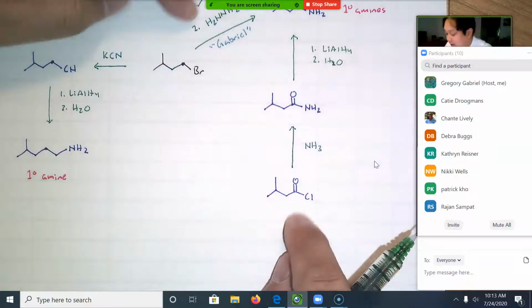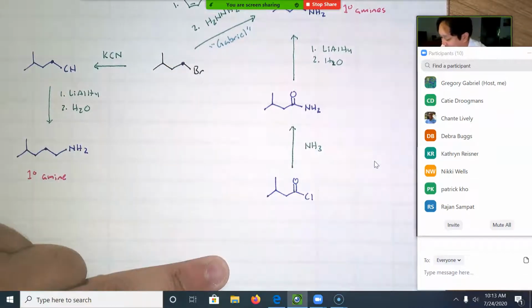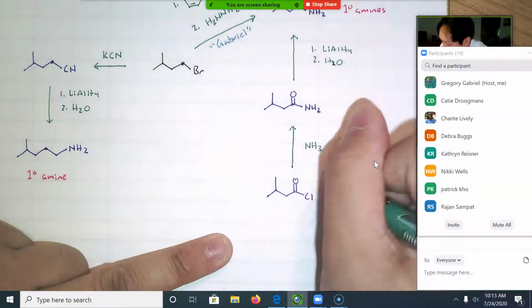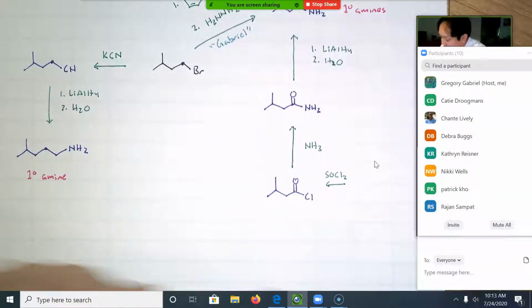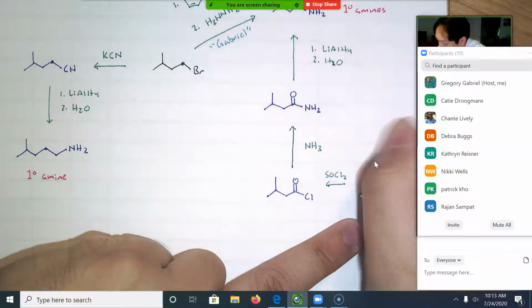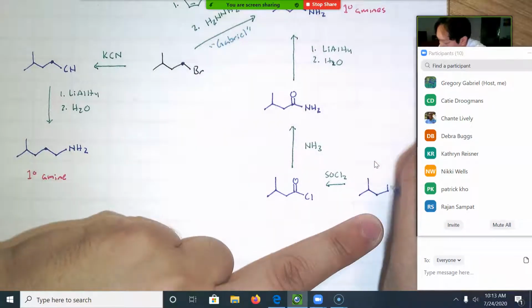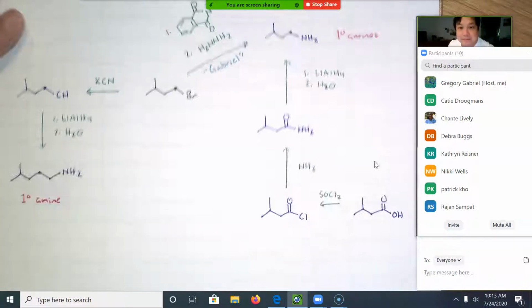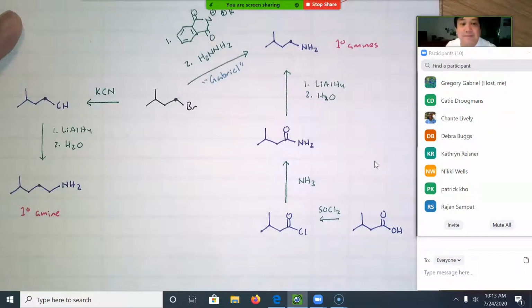Okay, so let me draw that and stop right there. So you know this reaction for sure, right? SOCl2. So this is, everyone is a different map maker. Okay, so I have that. All right.